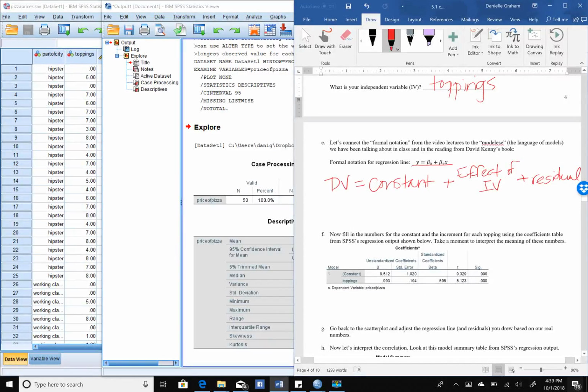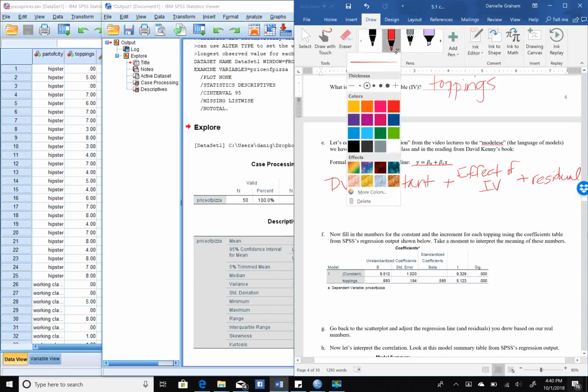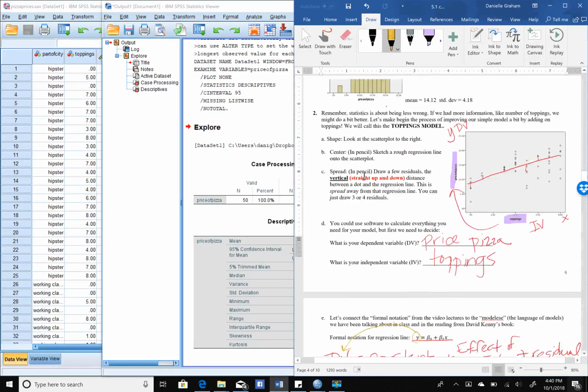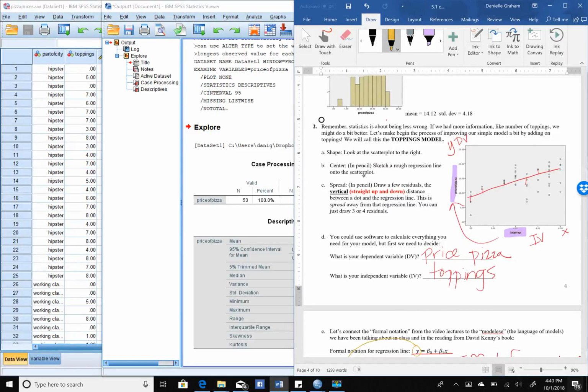And so you'll find this modelese on the last page of that chapter section that I handed out for everybody to read in class about models. So to connect this, this basically is showing us that, well, let's do something fancy. Let's go gold. So this y is our DV. That's why it makes sense to put our DV on the y-axis, right?